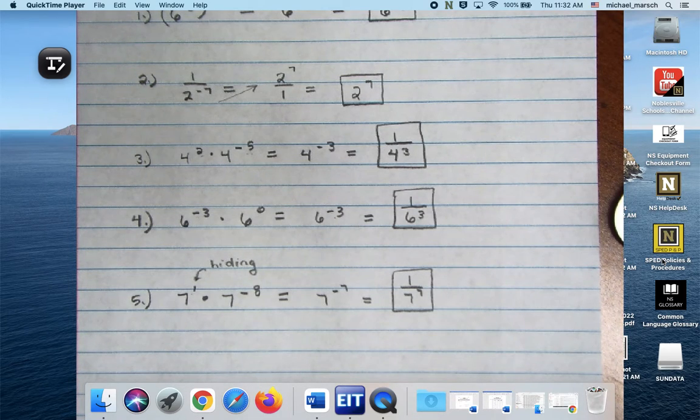Any questions about these 5 practice problems that we just did? Okay, so this is going to go in your jam behind your notes from yesterday on negative exponents, in front of the hodgepodge notes. So it's going to go negative exponents, negative exponent practice, hodgepodge.